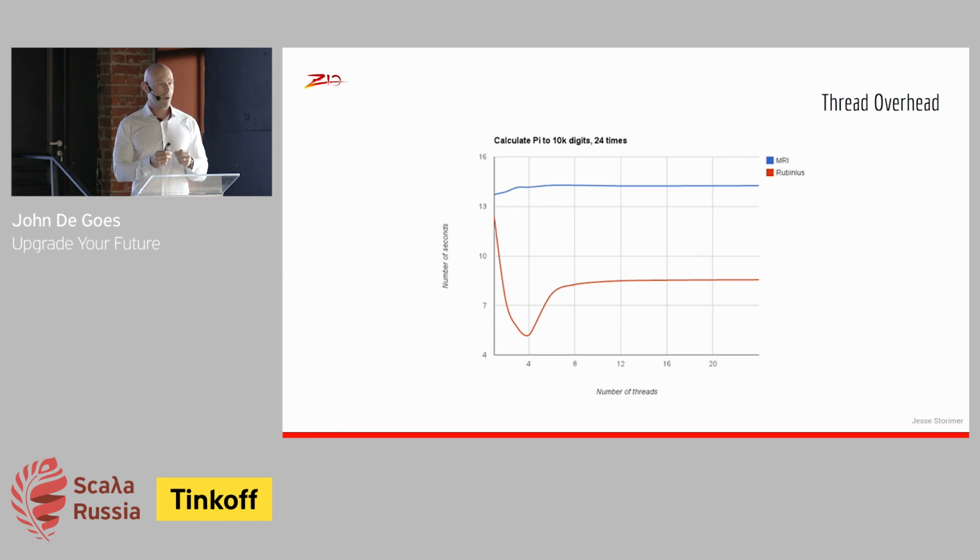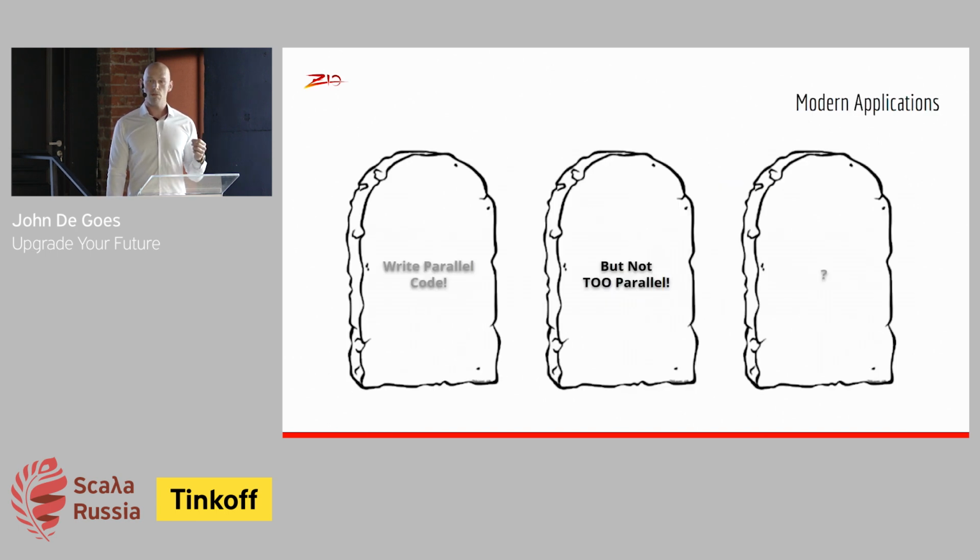If we try to create more threads than we have cores, then it doesn't get faster. Not surprisingly, it actually gets slower. And that's because it takes a lot of work for a CPU core to switch between different threads. There's a lot of effort involved in doing that. And so throwing more threads at a problem is not necessarily going to make your problem faster. In fact, in many cases, it'll make it slower. So in the ideal case, you do write parallel code, but you don't write code that's too parallel. You respect the limitations of the underlying hardware.